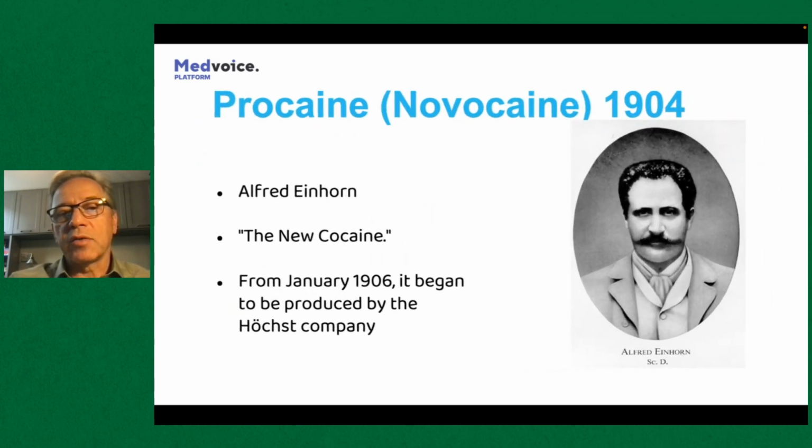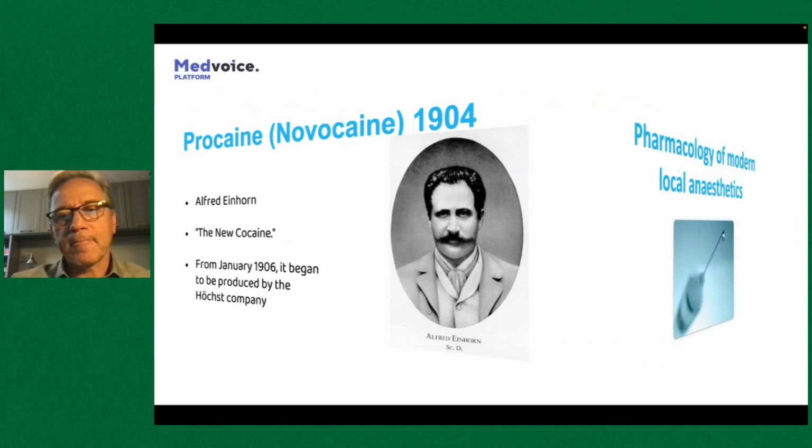But it was not until 1904, when Alfred Einhorn synthesized procaine, which was known under the commercial name Novocaine, new cocaine, that the real era of local anesthesia began. From 1906, it started to be produced by the Hoechst Company in Germany, and it's still used up until modern days.